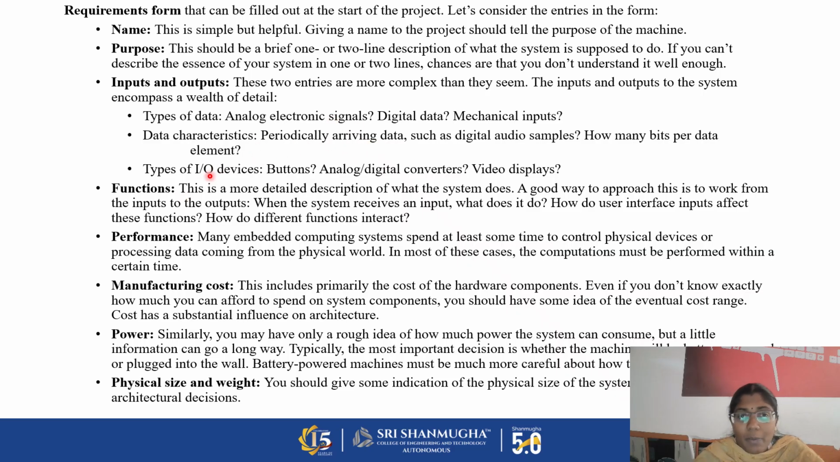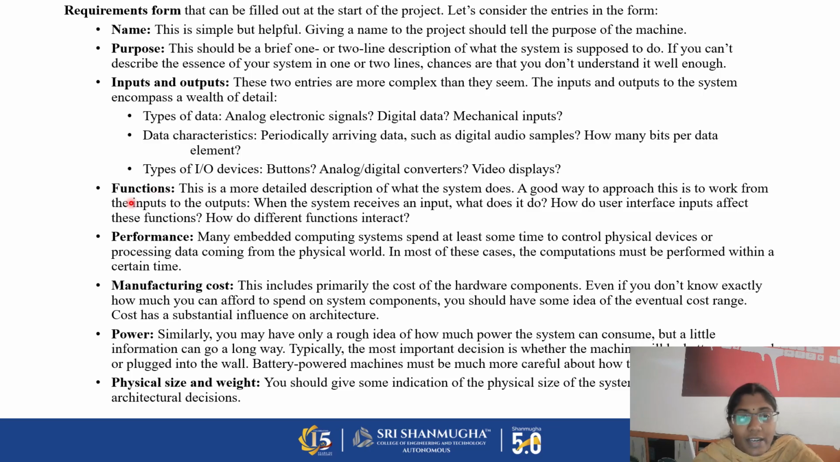And the next one is types of input and output devices. What type of input or output devices are you using? It can be a button, a touch screen, or an analog to digital converter. What type of input devices need to be included in your system, and what type of output devices? It can be a display, an LED light, or an audio message. Whatever it may be, it can be included here in the types of input and output devices.